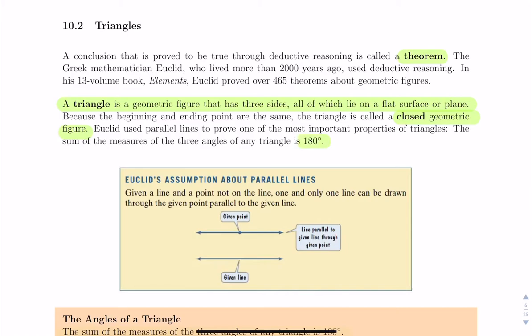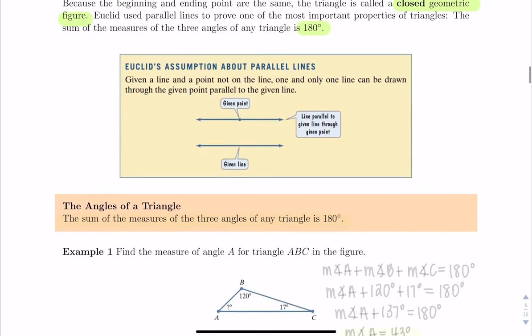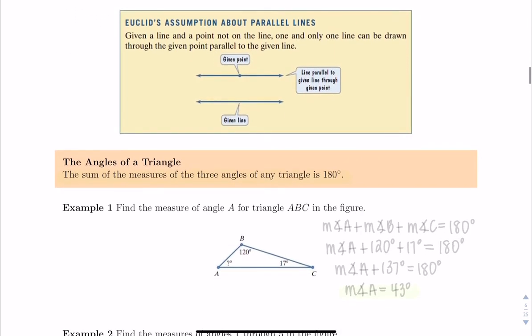Given a line and a point not on the line, only one line can be drawn through the given point parallel to the given line. The sum of the measures of the three angles of any triangle is always going to be 180 degrees.